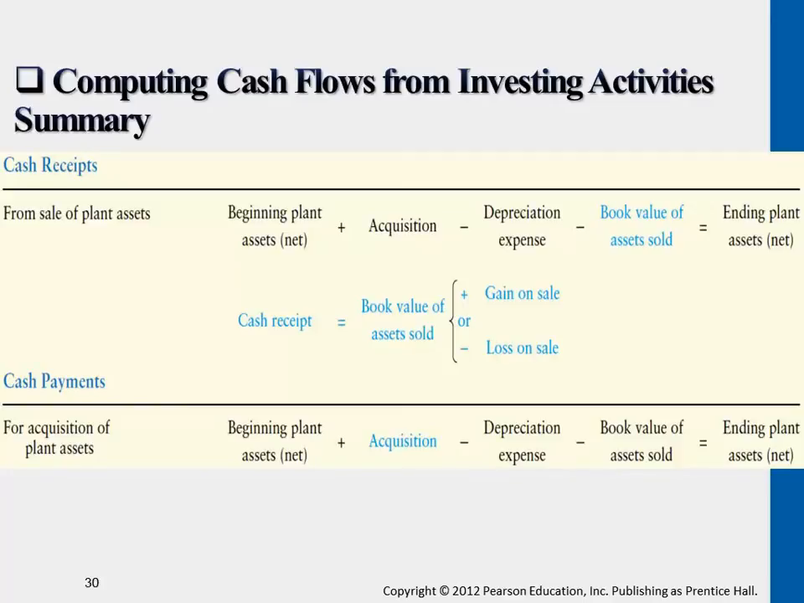So if you know this, all the questions here will be very easy, because it will tell you 4 parts of it. You just figure out either the book value sold or the acquisition part.